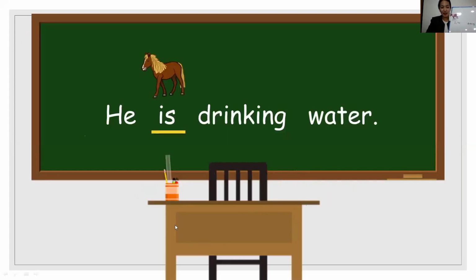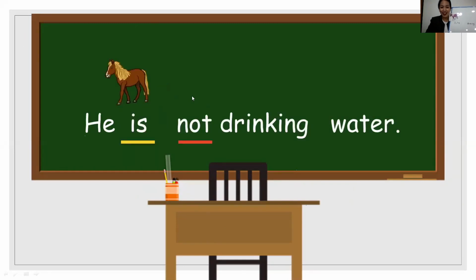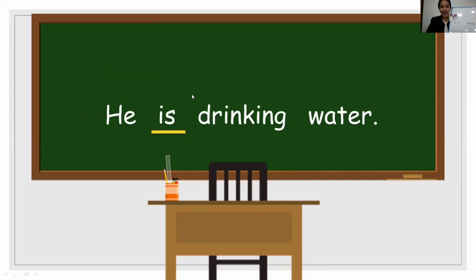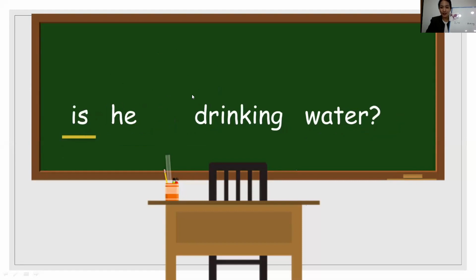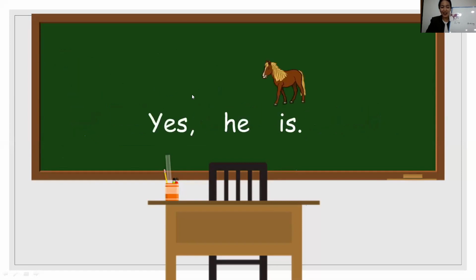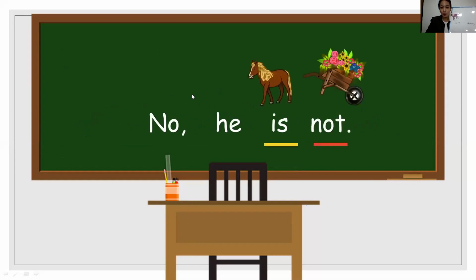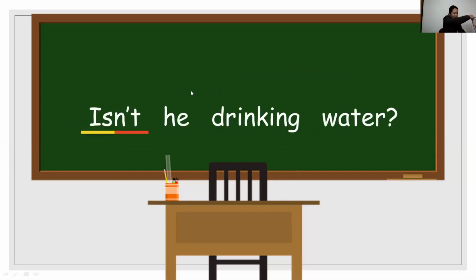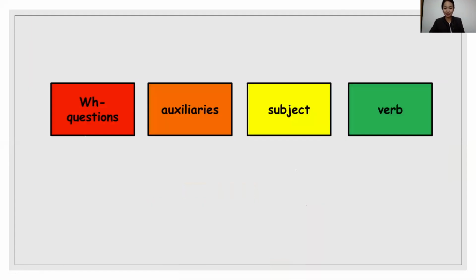Yes, this is explaining the auxiliary verb. The horse and the cart are put together in the contraction form, isn't, and it makes a question by moving the horse: is he drinking water? Yes, with a capital letter. And when they answer, yes, he is, no, he is not, the horse and cart together, isn't, and isn't he drinking water? Yes, this is a question like this.